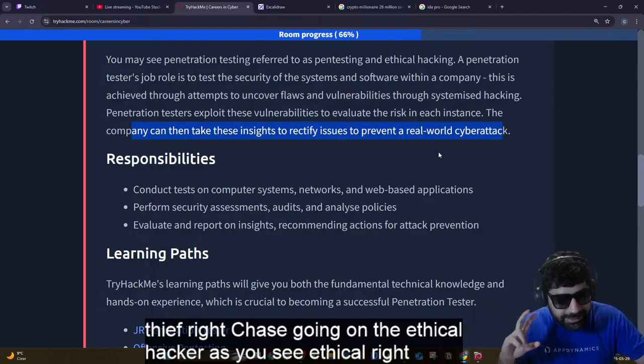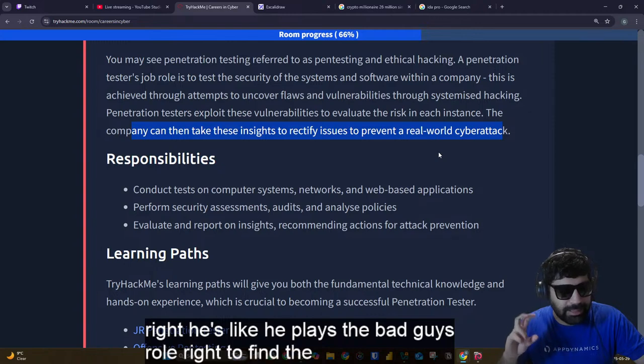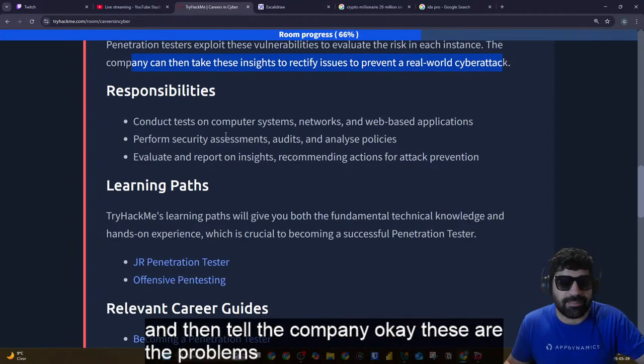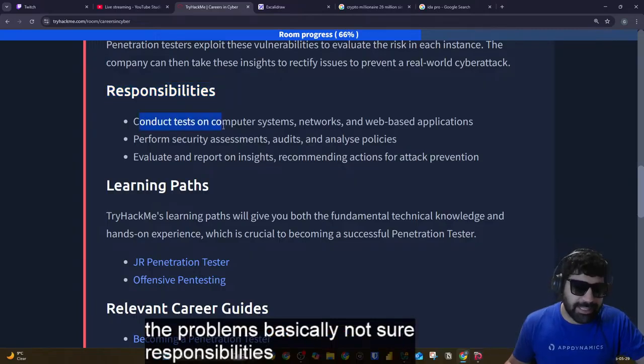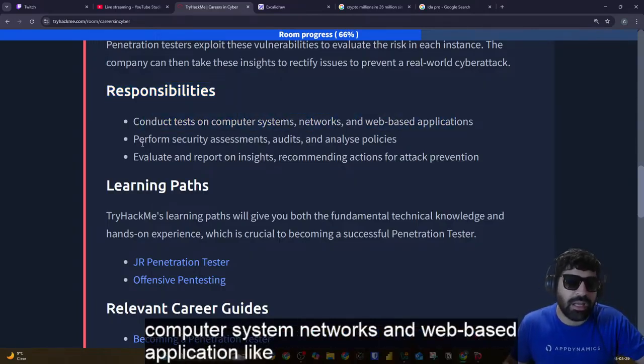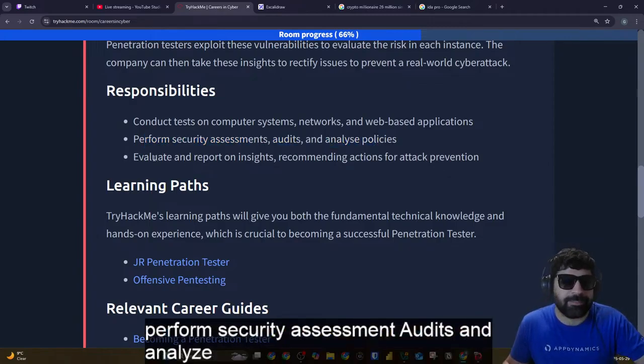He plays the bad guy's role, right, to find the vulnerabilities and then tell the company, okay, these are the problems. Basically, in a nutshell. Responsibilities: conduct tests on computer systems, networks, and web-based applications, like bug bounty hunters. Perform security assessment audits and analyze policies, right?